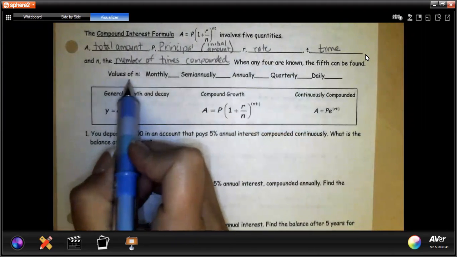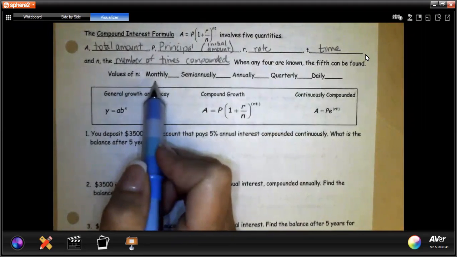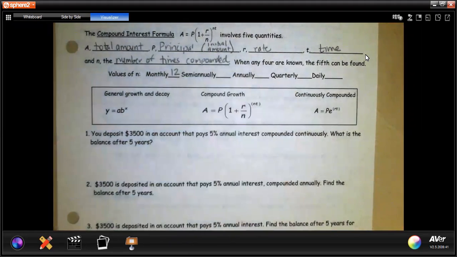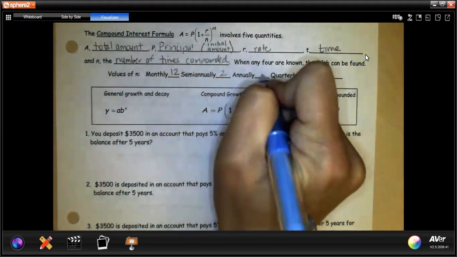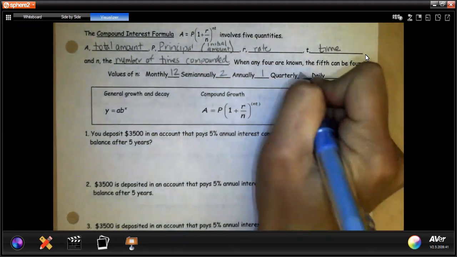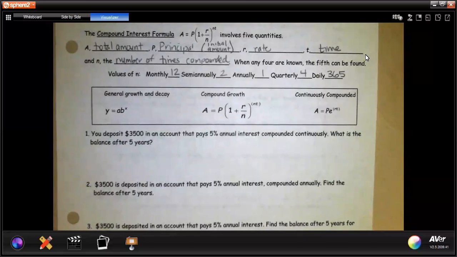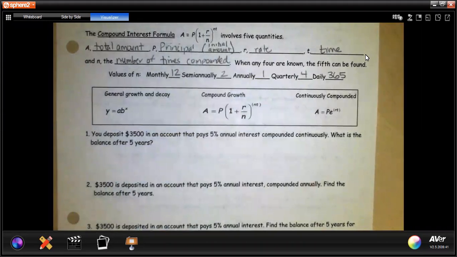And so the value of n, that number of times compounded, depends on how much they tell you it's going to compound. If they say it's going to compound monthly, well, that happens 12 times in a year, so the n value would be 12. Semi-annually is twice a year, so that's going to be 2. Annually only happens once. Quarterly happens 4. Daily happens 365. So those are the most common ones that we're going to use. So when it says compounded monthly, then you know that the n value is 12, and that's where you would plug those two in there.